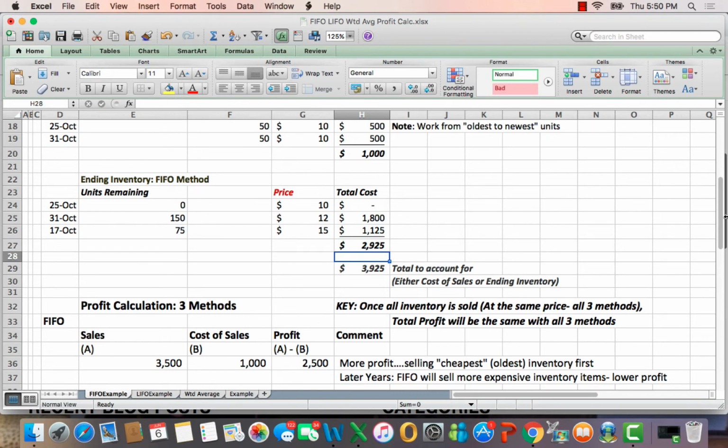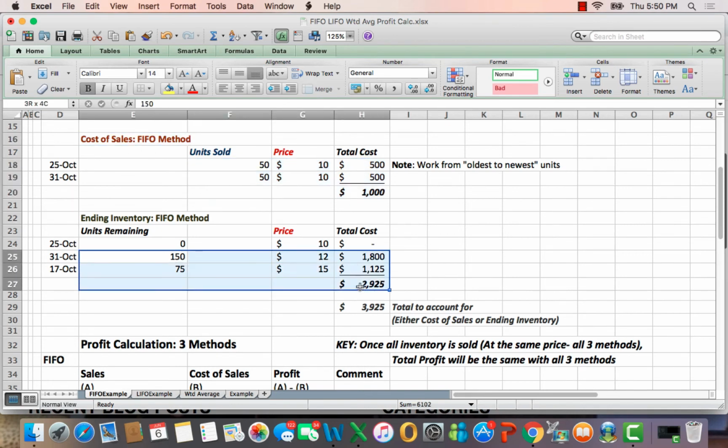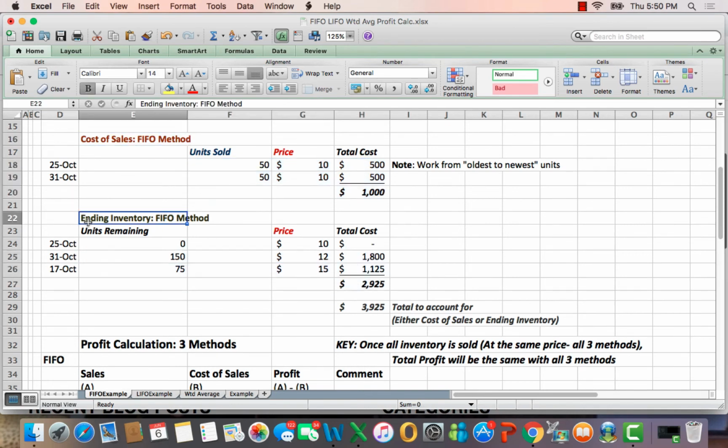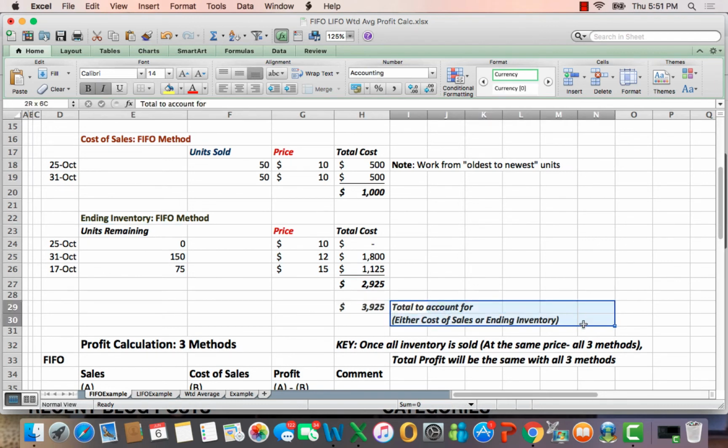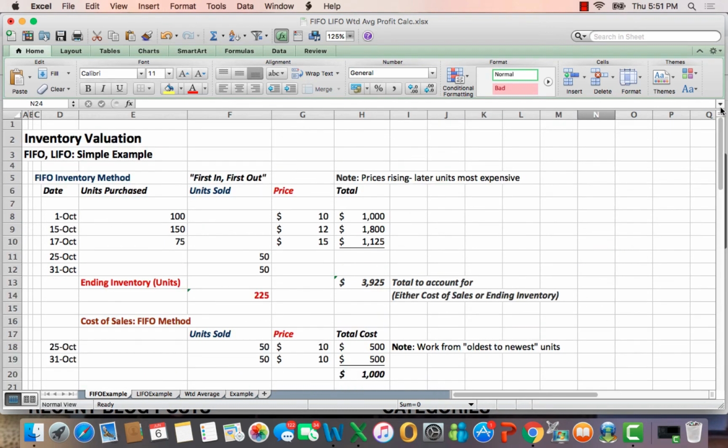So the old units are sold first, and they're in cost of sales, and the new units remain in inventory, and they are part of ending inventory. And that's how you come up with the total cost you need to account for using the FIFO method. So that's an overview of FIFO.